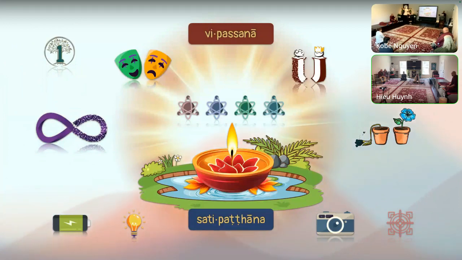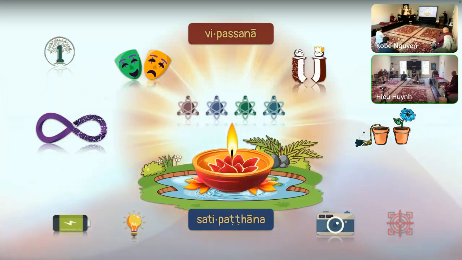You don't want everything to belong to you. By that way, step by step, you will attain the release from all kinds of defilement, all kinds of suffering, step by step. So that is the Satipatthana.